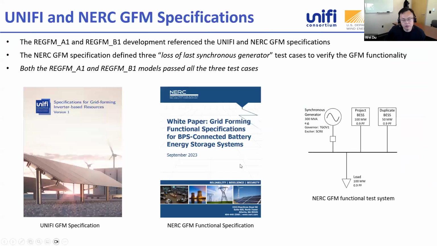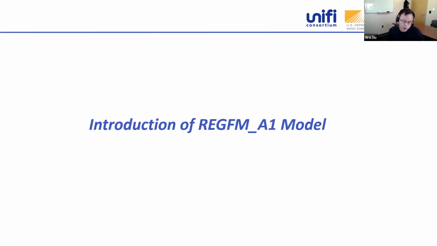Another thing is that when we developed these models, we also referenced some industry specifications that can provide high-level guidelines for us to develop those models. We of course referenced our own UNIFI grid forming specification, and also the NERC grid forming functional specification. Especially for the NERC functional specification, they define three loss of last synchronous generator cases to verify the grid forming functionality. So of course, REGFM A1 and B1 can pass all three test cases because they represent grid forming technology.